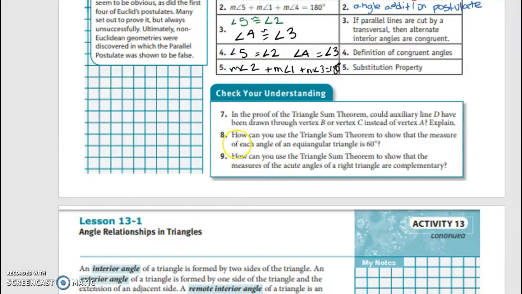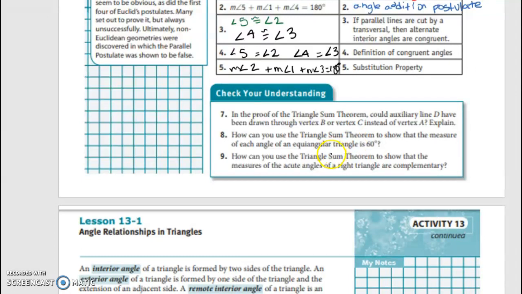Okay, so hopefully we went through 7, 8, and 9. Quickly, I'll discuss it with you. Number 7 says, in the proof of the triangle sum theorem, what we just did, could auxiliary line D have been drawn through vertex B or vertex C instead of vertex A? Explain. Hopefully, all you guys said yes, because you can use any of the vertices to prove the theorem. By drawing a line through point C, it would have to be parallel to segment AB, or by drawing a line through point B, it would have to be parallel to segment AC.